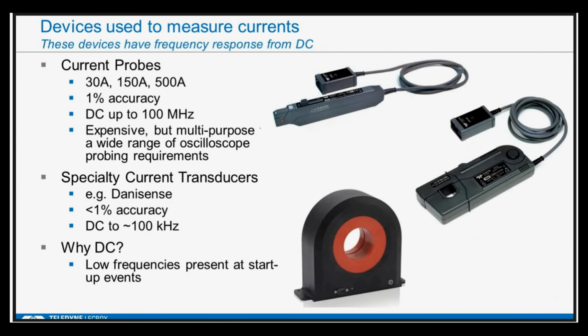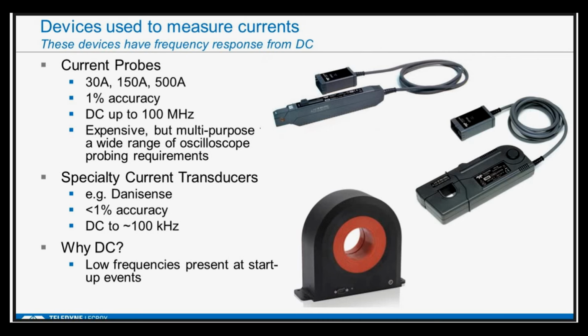Likewise with current, there's a lot of different capabilities. We make voltage probes or current probes. They reach all the way down to DC. Pretty good accuracy, very high current. There's other devices like this Danisense CT. This is also rated down to DC. It has less bandwidth, but the accuracy is better and it's very stable.